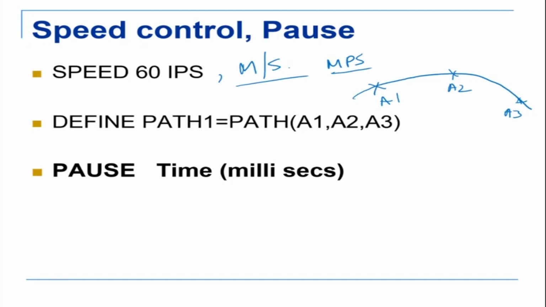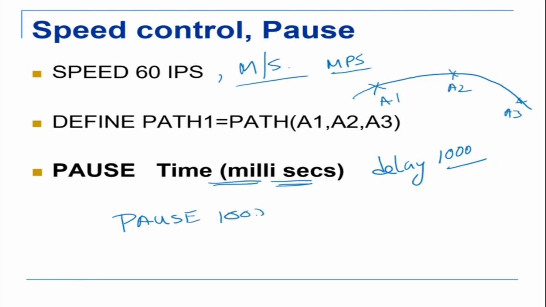Okay. Pause and delay. For example, the robot can go and pause for a few milliseconds. This is something like a delay in a computer program. In a microcontroller program, you have delay 1000 milliseconds. So this unit is milliseconds. So if I say pause 1000, then it will pause for 1000 milliseconds.